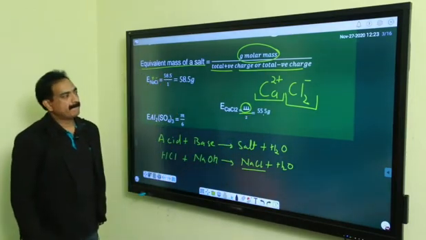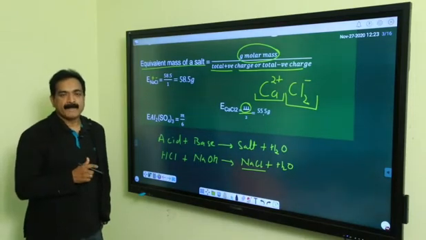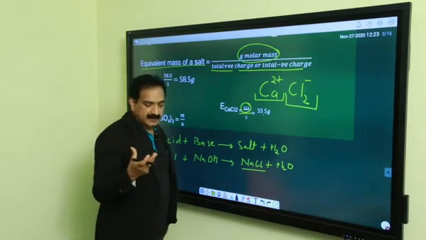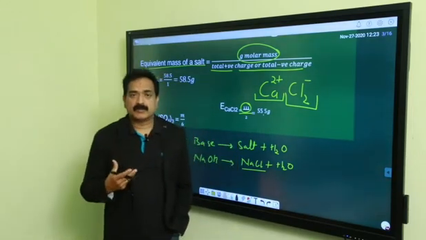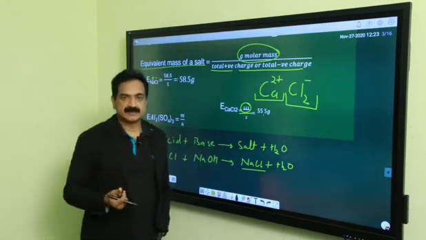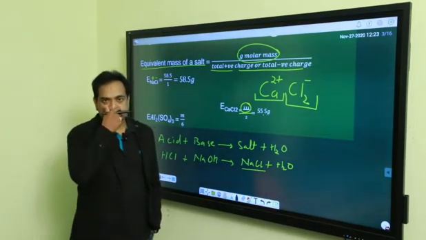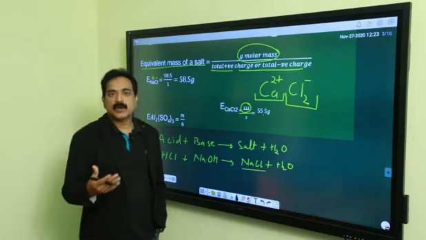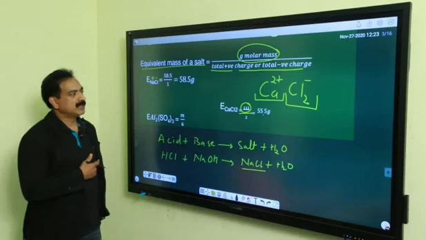That is the valence factor. We also call it the valence factor. For an atom, what is the valence factor? It is the valency. For an ion, what is the valence factor? It is its charge. For a salt, what is the valence factor? It is the total positive or total negative charge.